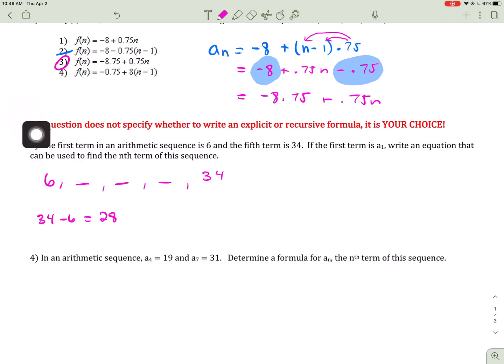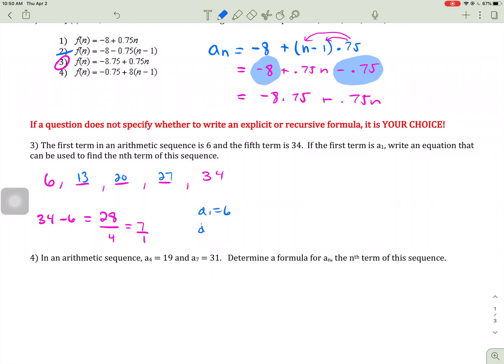And how many terms have lapsed from the first to the fifth? That's 1, 2, 3, 4, right? 4 terms. So if you take the difference and divide it by the number of terms, 7 is what it goes up each time. It goes up 28 in 4 steps. That's 7 in 1 step. So that means this should be, let's make sure it works, 13, 20, 27, 34. And there you go.